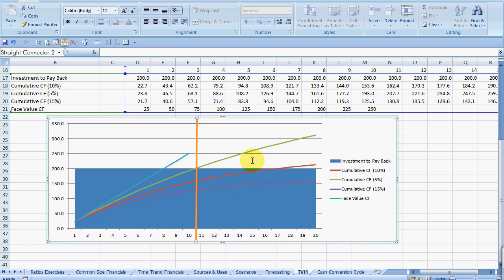From this point forward, assuming our 10% cost, cumulative cash flow, we're still underwater. If we had a 5% cost of capital, we would break even, but you have to realize it's going to be after around 17 years to recover your investment of $200, based on an annual cash flow of $25 and a discount rate of 10%. So hopefully that helps you visualize it a little bit. We'll use this again next time to illustrate the internal rate of return.